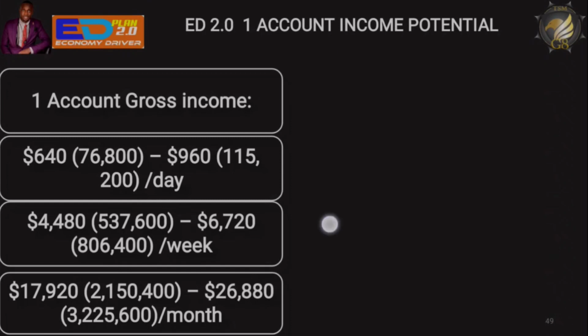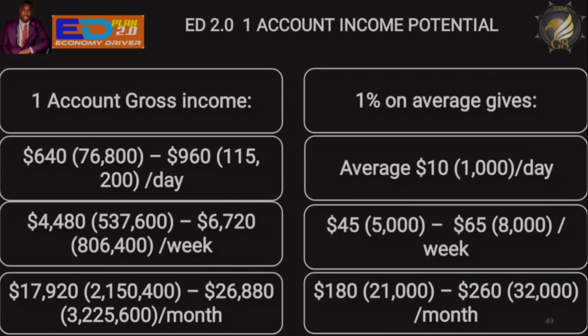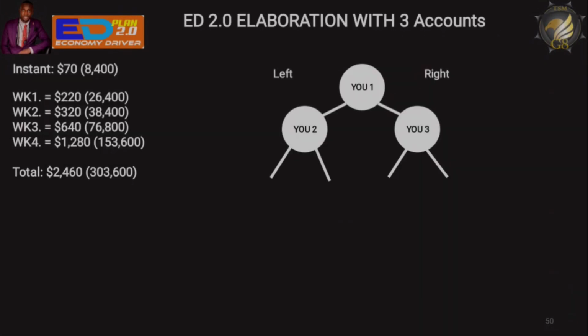But if we help you achieve just 1% of this progress, you're going to make an average of $10 on a daily basis. You're going to make an average of $45 on a weekly basis, and you're going to make an average of $180 on a monthly basis. This is 1% average potential. That is what you're going to earn on 1%. So if you earn 50%, you're just going to multiply these figures on this side by 50. That is how our business is. You can see it is quite powerful, okay?